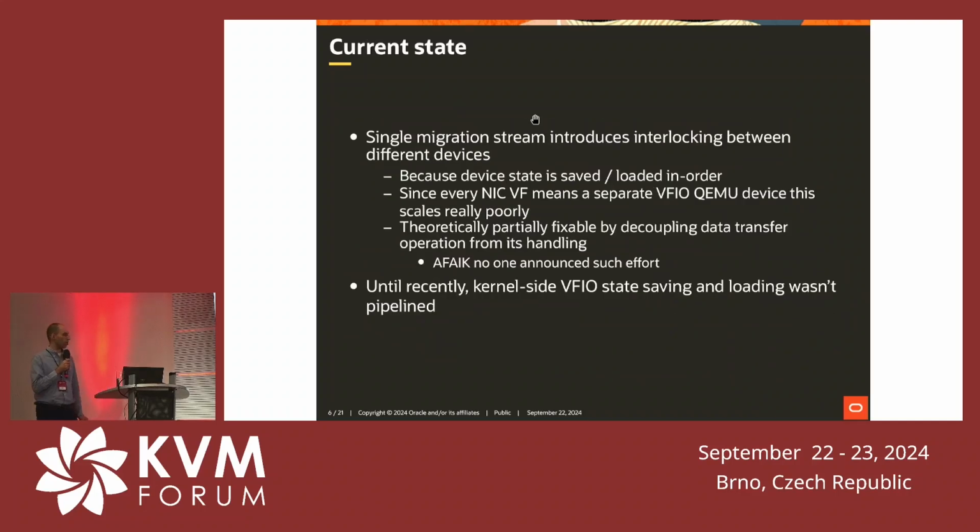So what kind of problems do we have? If we have a single migration stream for multiple devices, then obviously that introduces interlocking between different devices, because those devices are saved and loaded in order as their device state is transferred in this single main migration channel. So if we have multiple VFs, there is no parallelization between those VFs. They have to happen sequentially.